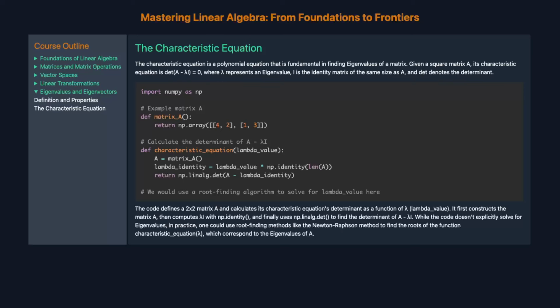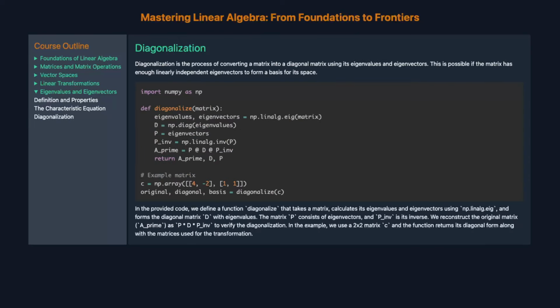The code defines a 2x2 matrix A and calculates its characteristic equation's determinant as a function of the lambda value. It first constructs the matrix A, then computes lambda I with np.identity, and finally uses np.linalg.det to find the determinant of A minus lambda I. While the code doesn't explicitly solve for eigenvalues, in practice one could use root-finding methods like the Newton-Raphson method to find the roots of the characteristic equation, which correspond to the eigenvalues of A.